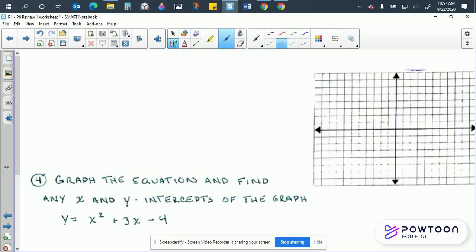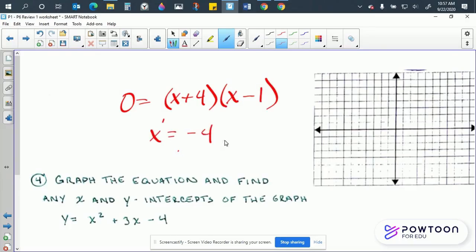Okay, to find the x and y intercepts, 0 equals x minus 4, x plus 4, x minus 1. So the x-intercepts are at negative 4 and 1. And the parabola is upwards, and there's our graph.